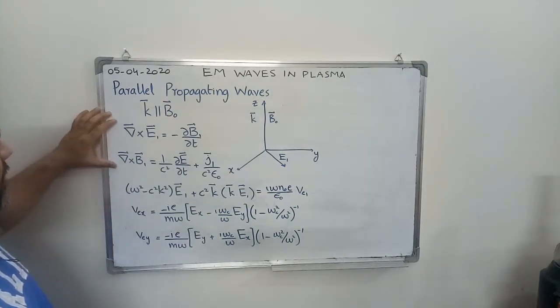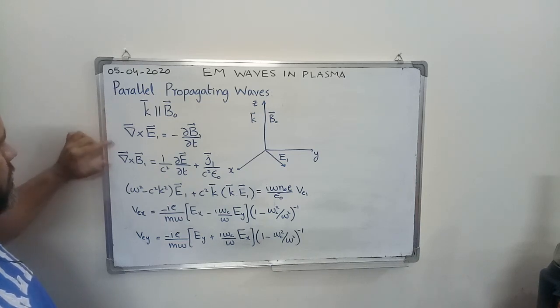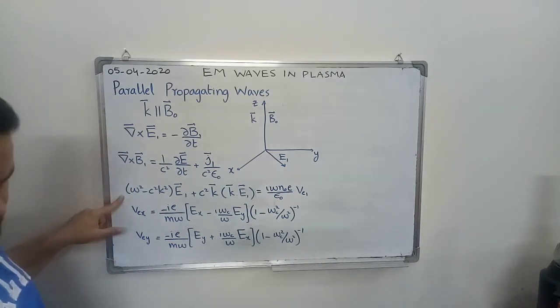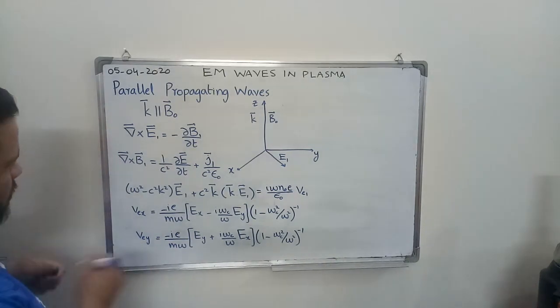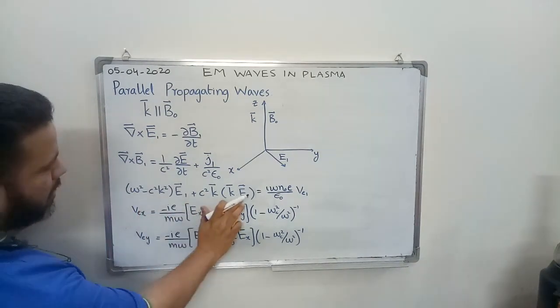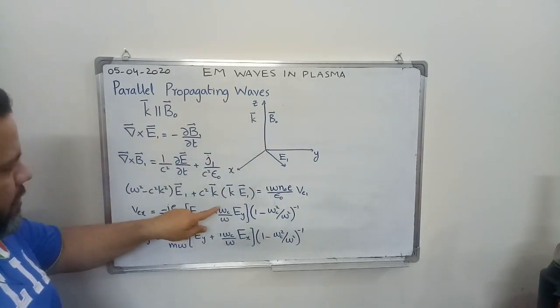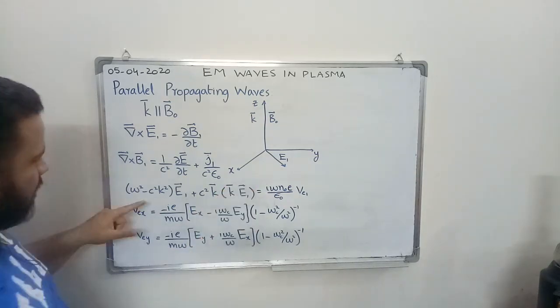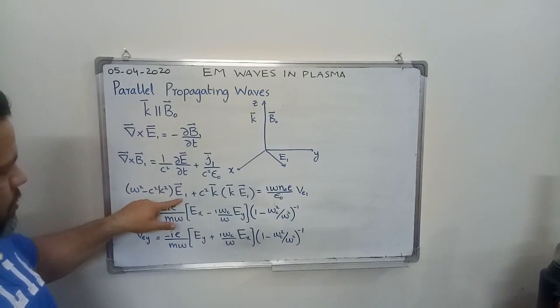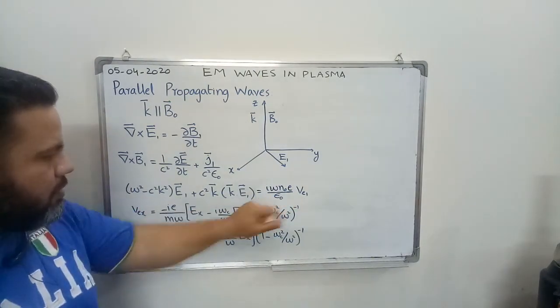As these are electromagnetic waves, we again have Maxwell's equations that we are going to use. As we have solved in the previous lectures, we get this expression: omega square minus c square k square times E1, and k dot E1. Now by solving the equation of motion for the electrons, we have Vex and Vey as derived previously. So now we are going to use these values in this equation. As you can see, with this geometry, k dot E is going to be 0, and we are left with omega square minus c square k square times Ex and Ey, with Vex and Vey.